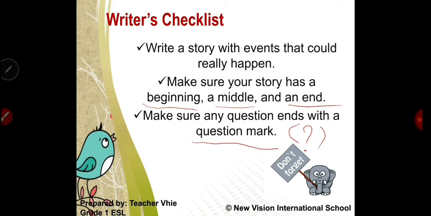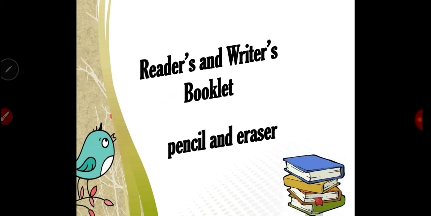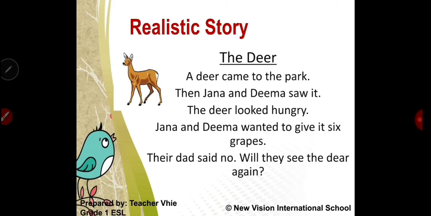All good? Great job. So now, I want you to grab your reader's and writer's booklet along with your pencil and eraser because we are going to start our activity. Are these materials ready? Great, so let's start. I have here an example of a realistic story, and later on, we are going to use this story as an example and write it in the writing organizer. Okay, so here is my example. The title of the story is The Deer.